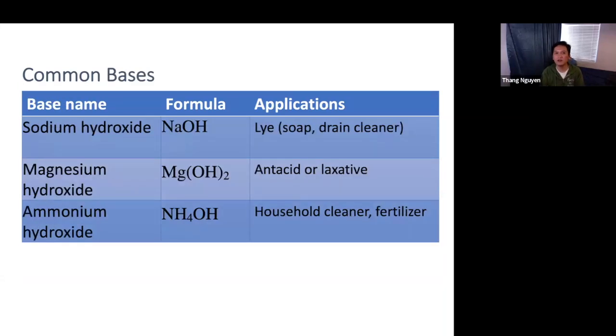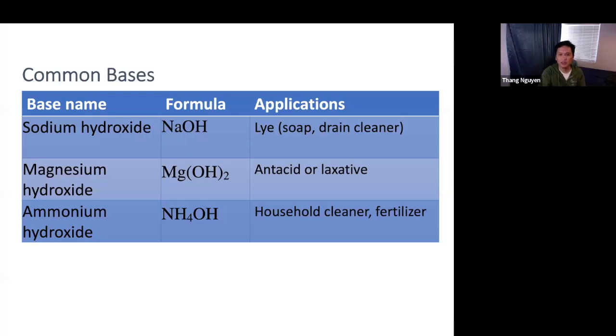All right, and lastly here, we want to end with talking about some common bases. I talked about sodium hydroxide already, NaOH, that's in your lye. Magnesium hydroxide, Mg(OH)2, is in antacids or laxatives, depending on the dosage that you take. And then ammonium hydroxide, we talked about, is basically the ammonia. NH4OH is your household cleaner or fertilizer.